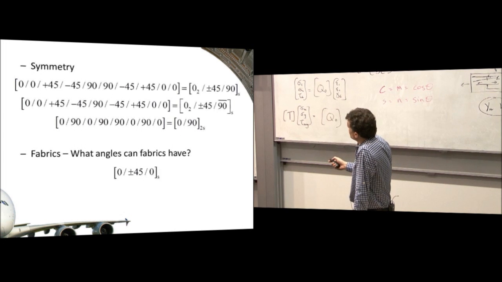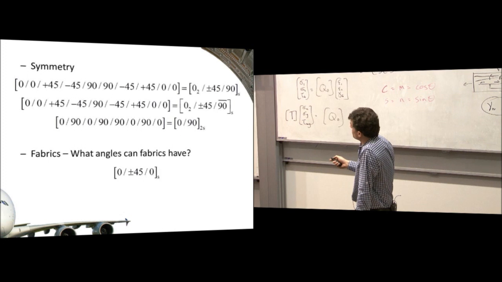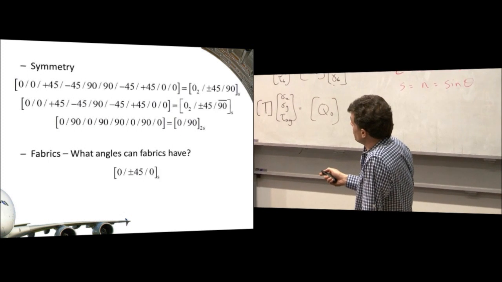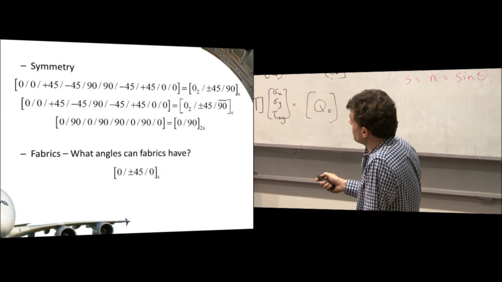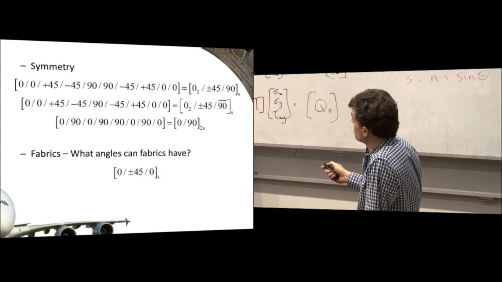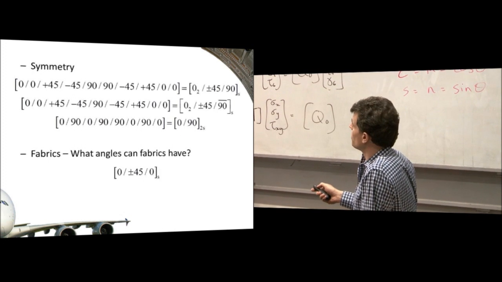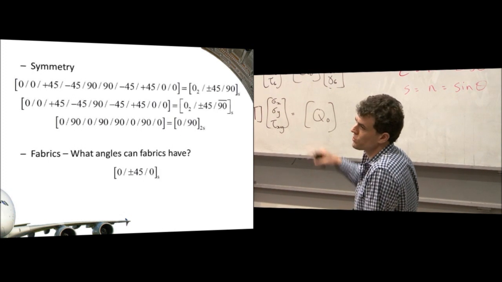And we can combine all those different things. So here we've got 0, 90, 0, 90, 90, 0, 90, 0. So we've got a 0 90, we've got two of them, 0 90, 0 90, so there's a 2, and then it's symmetric, so we've got an S. So we can combine all the rules into one thing.